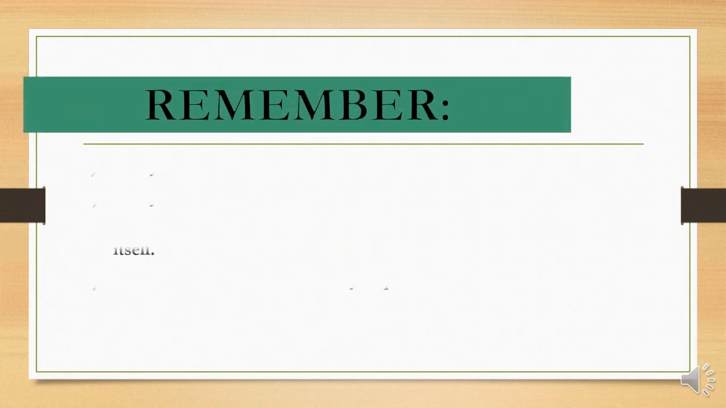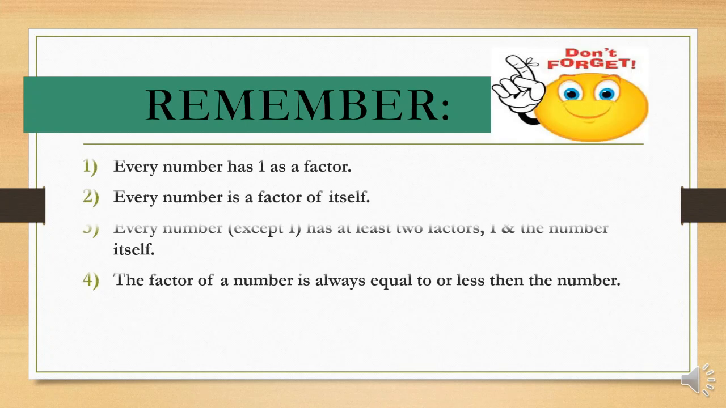Dear students, do remember the following. Every number has 1 as a factor. Every number is a factor of itself. Every number except 1 has at least 2 factors, 1 and the number itself. The factor of a number is always equal to or less than the number.